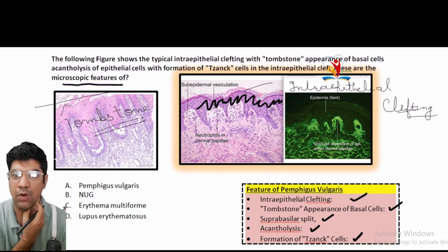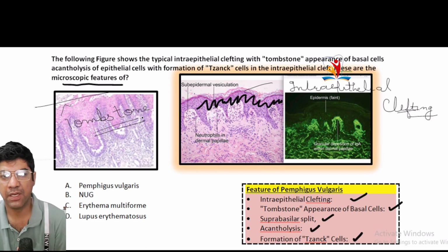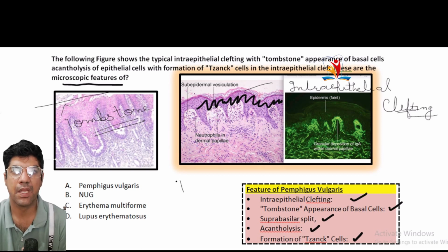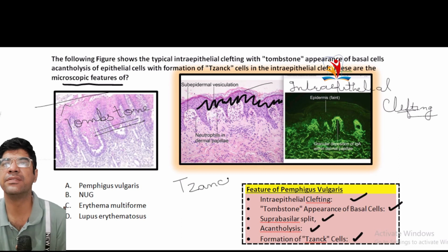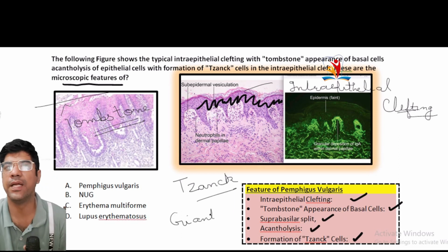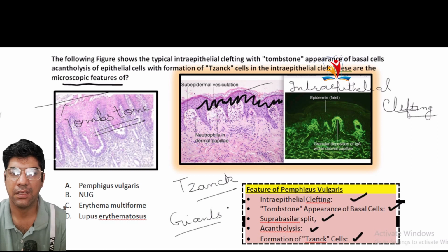Acantholysis is the loss of the intercellular connections between the keratinocytes in the epidermis that leads to blister formation. Another important feature is the Tzanck cells. Tzanck cells are multinucleated giant cells that can be seen in the blister fluid.